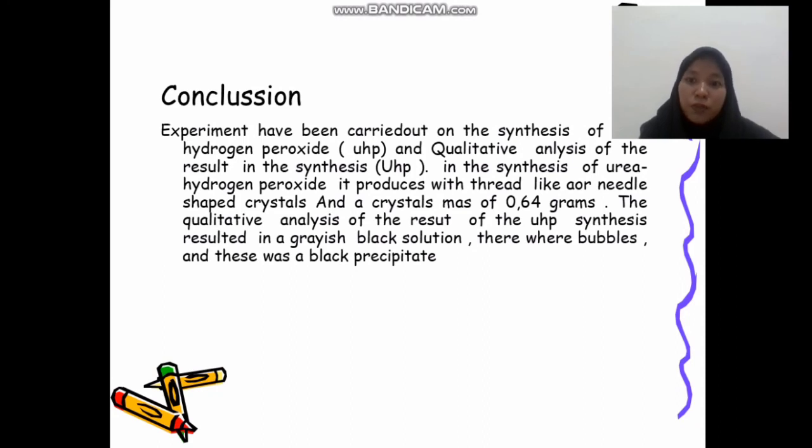The conclusion is that experiments have been carried out on the synthesis of urea hydrogen peroxide and qualitative analysis of the result. In the synthesis of urea hydrogen peroxide, it produced thread-like, needle-shaped crystals with a crystal mass of 0.60 grams. The qualitative analysis of the UHP synthesis result showed a grayish-black solution. There were bubbles, and there was a black precipitate.